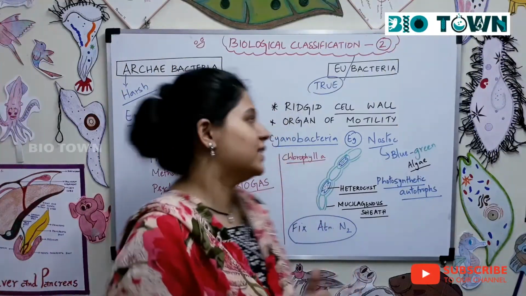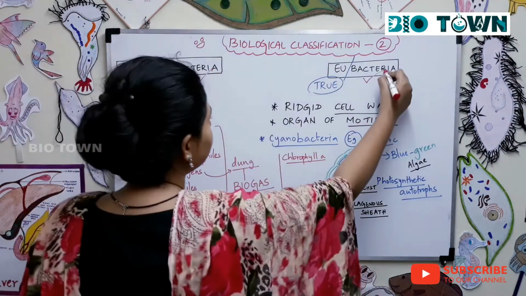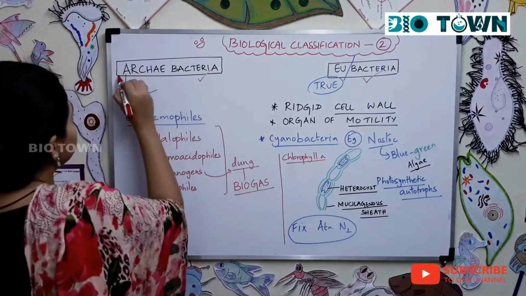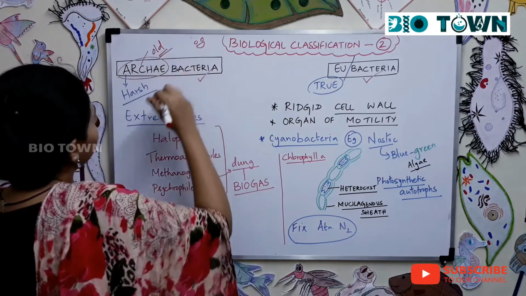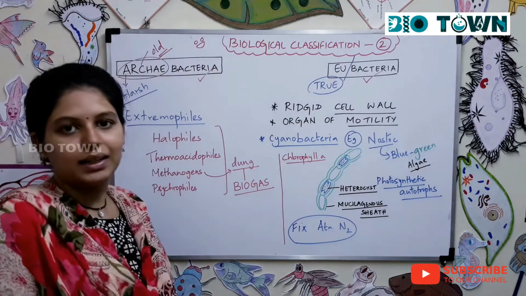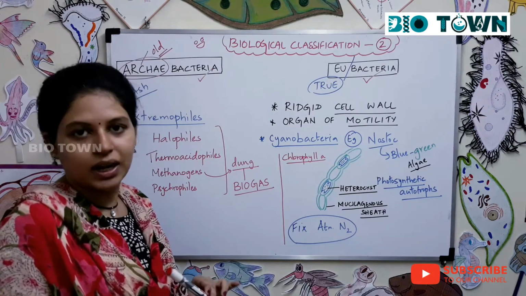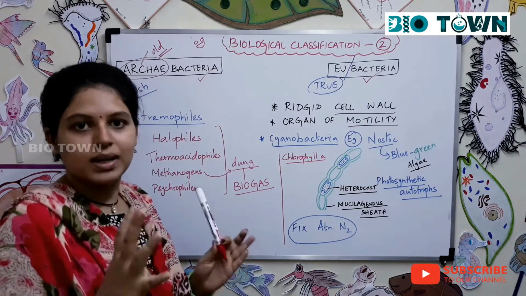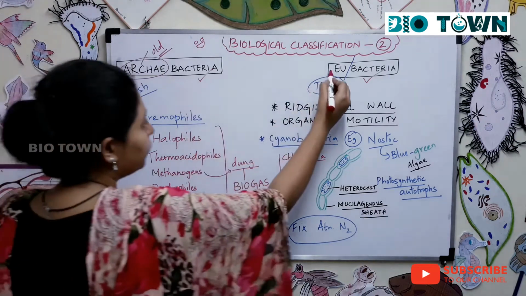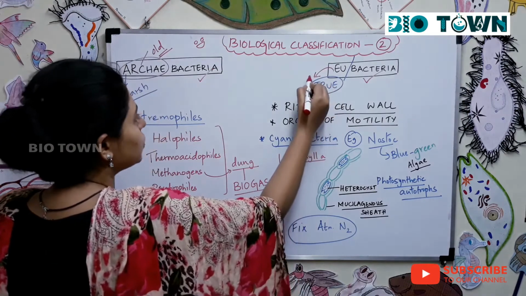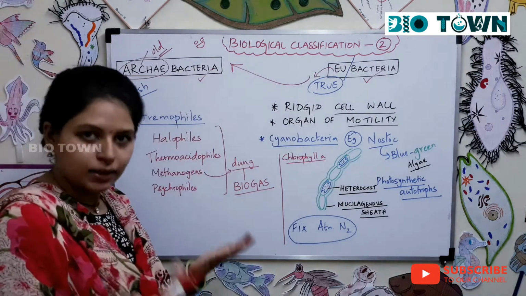So next, let's move on to the session. First, we'll see about archaebacteria and then eubacteria. Now, the term archaea means old. They are one of the oldest bacteria that have evolved. So you use the term archaea, which means old, something related to a very old feature. Before eubacteria, it is believed that archaebacteria evolved first.